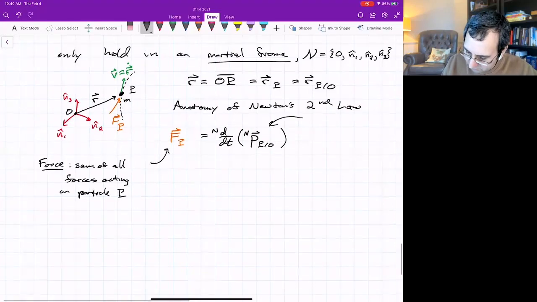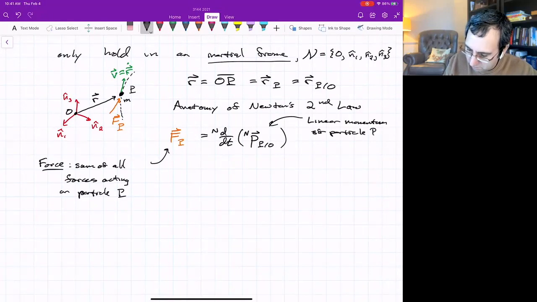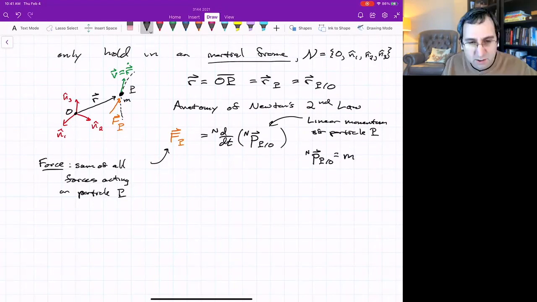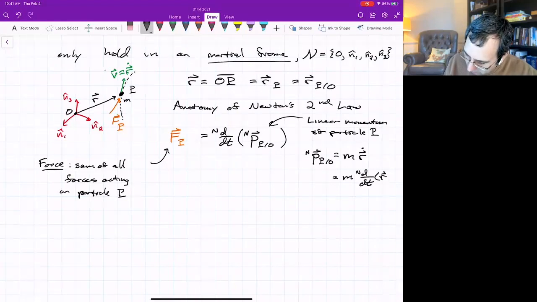This is the linear momentum of particle P. And what is that? That would be the linear momentum of particle P with respect to O, which is the mass of the particle times the inertial velocity. Maybe I'll put a little, no, not an I, we're doing N. M times R dot. So it's M times the inertial derivative of R P O. Okay. So why do I write it this way?